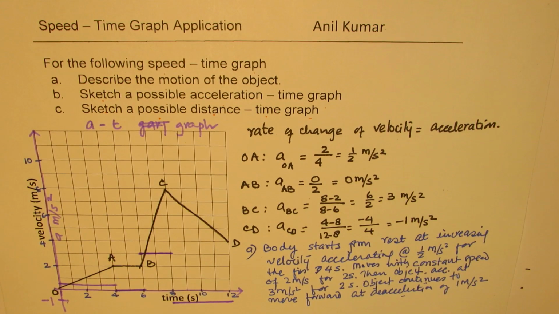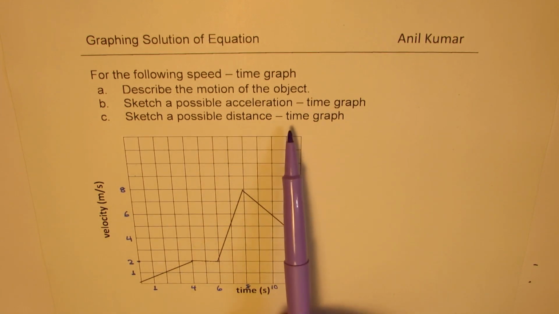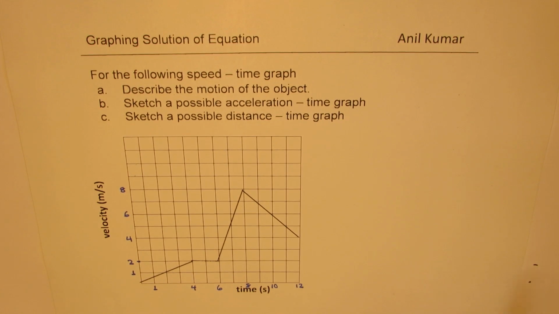Okay. Now in the next graph, we will see how to draw the distance time graph from the given velocity time graph. In this video, we will understand how to sketch a distance time graph from a given velocity time graph. So we are given the velocity time graph here. We'll now sketch the distance time graph from this particular given graph.